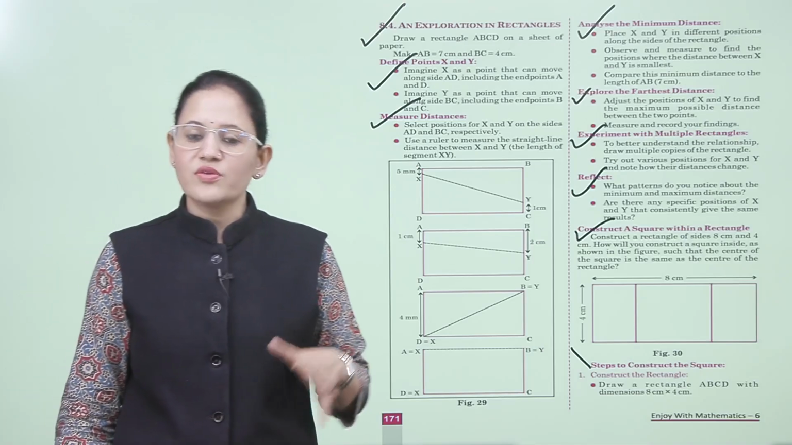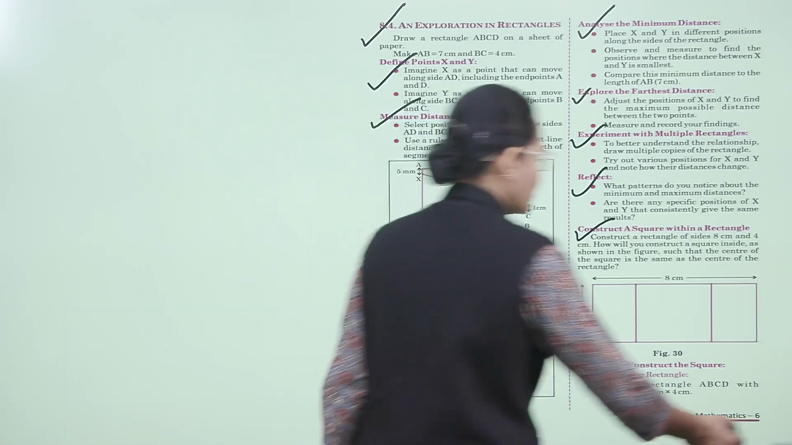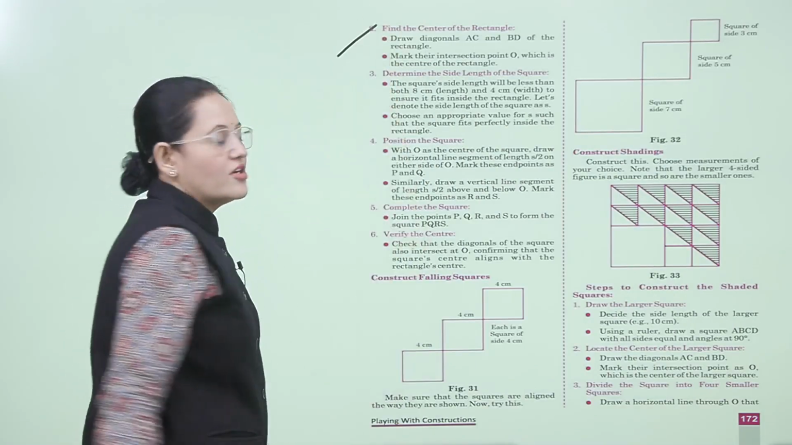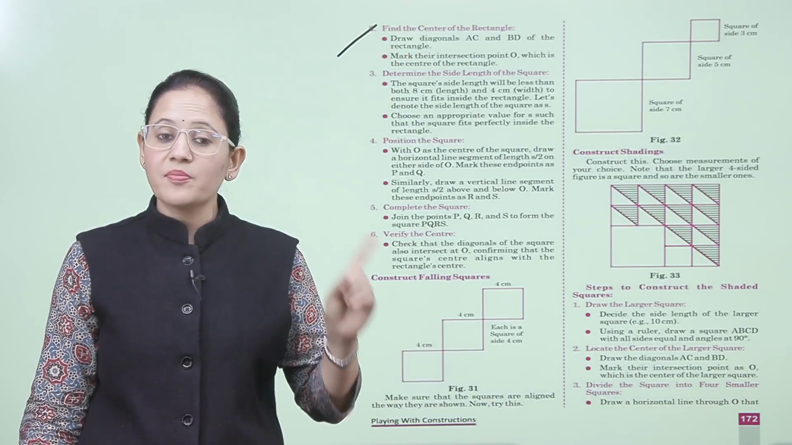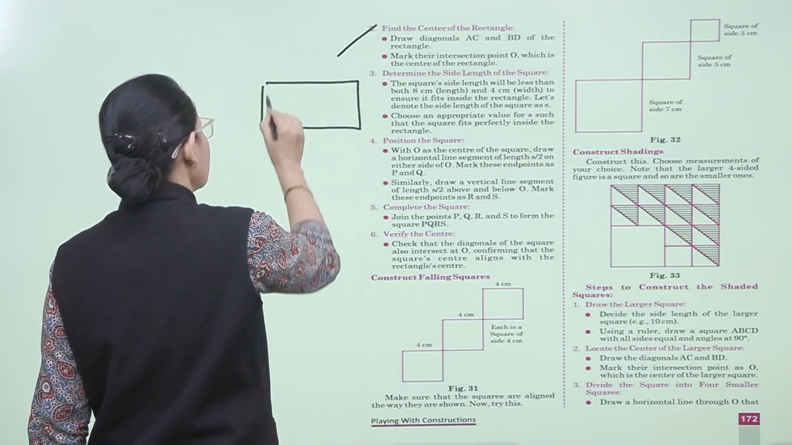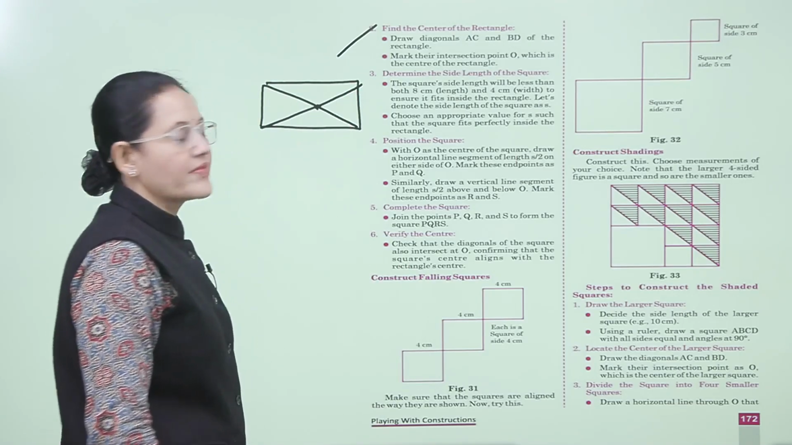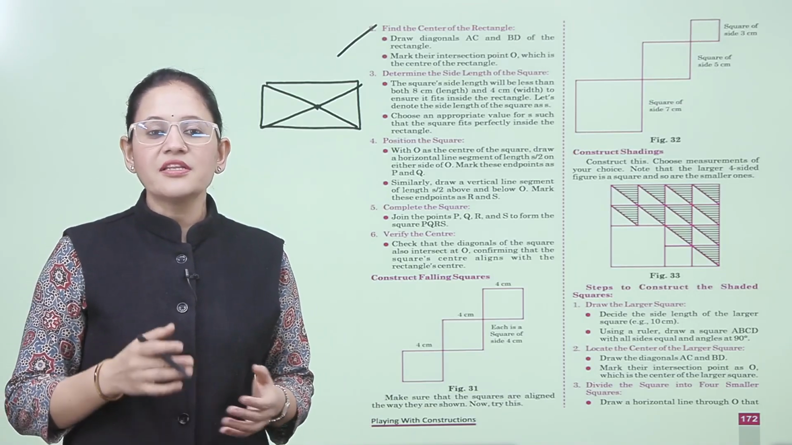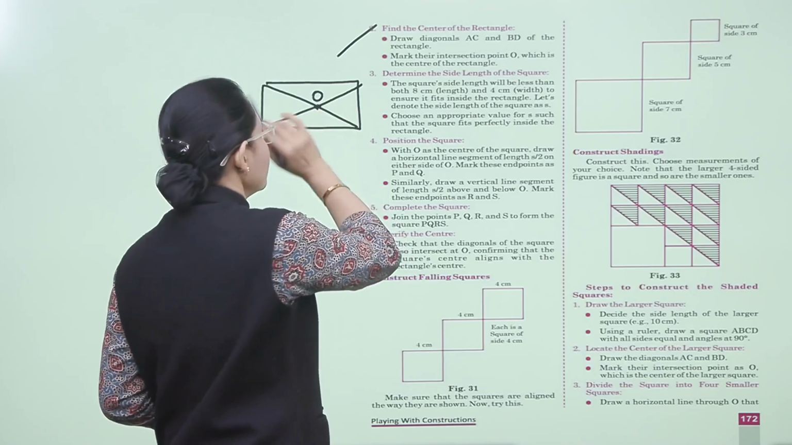Construct the rectangle. First, we'll construct the rectangle. Draw a rectangle ABCD with the dimension 8 cm by 4 cm. Now, find the center of the rectangle. Draw the diagonals. For that, we will draw the diagonals AC and BD of the rectangle. Mark the point of intersection of the rectangle. So, this is the center point. Clear? So, draw the diagonals AC and BD of the rectangle. Mark the intersection point O, which is the center of the rectangle. So, this would be the center of the rectangle.